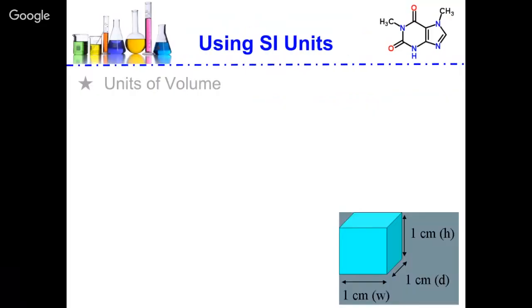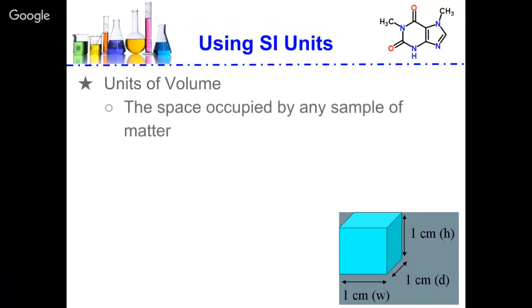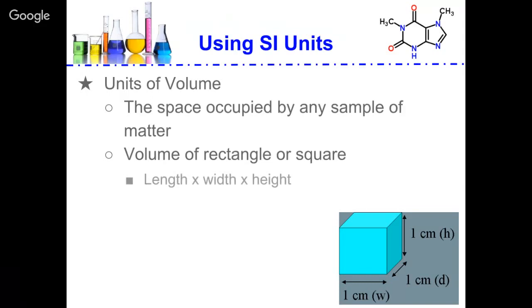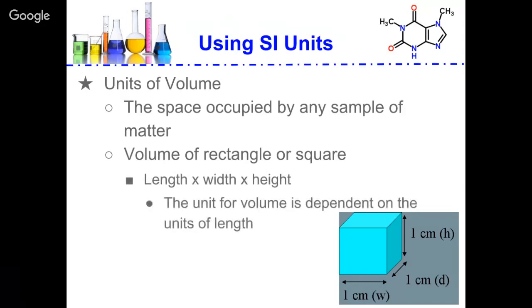So let's look at units of volume. Volume is the space occupied by any sample of matter. If we're talking about a rectangle or a square, we know that volume is equal to the length times the width times the height. The unit for the volume is going to be dependent on what units the lengths were taken in. For example, the cube in the bottom right was measured in centimeters. So if we take a centimeter times a centimeter times a centimeter, the unit for that volume would be centimeters cubed.